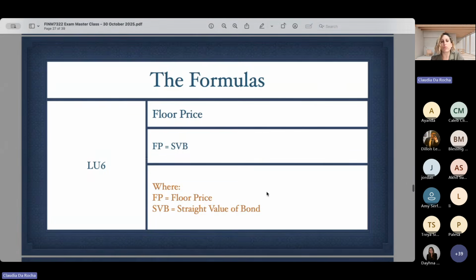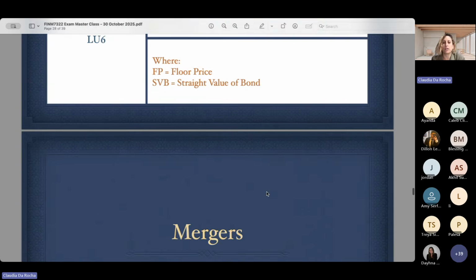Right, then we have the floor price. Your floor price is the straight value of the bond. So in other words, what is the minimum value of this bond? The minimum value of a bond is your straight value of the bond, or the net present value, or the present value. What is the value now? Make sure that you also understand that.